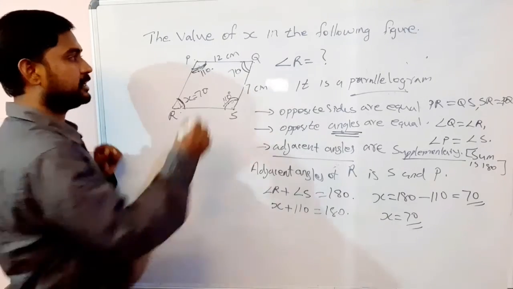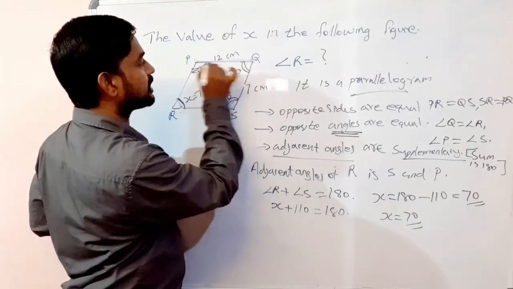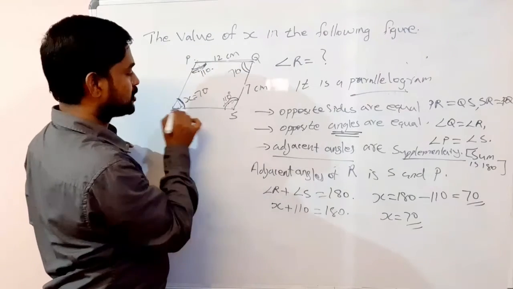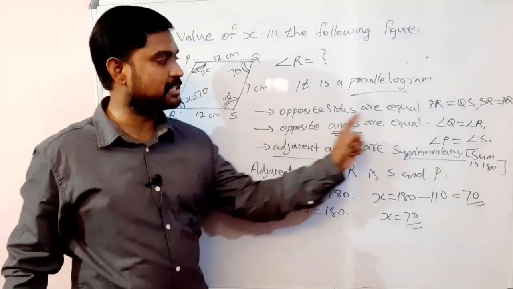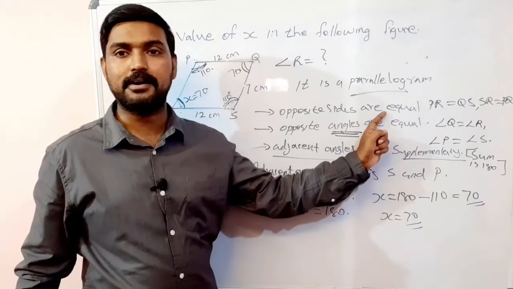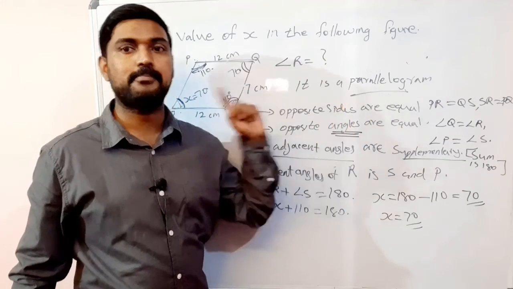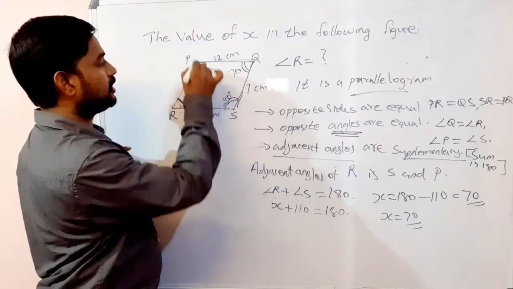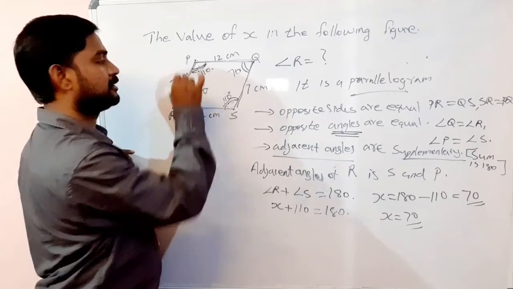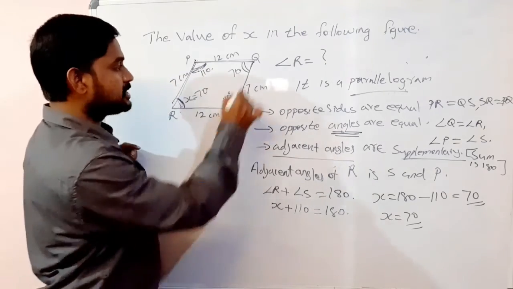So next question, here is 12 centimeter. This side is 12 centimeter. So its opposite side is also 12 centimeter, because we studied opposite sides of a parallelogram are equal. Opposite sides of a parallelogram are equal. So my dear students, here 7 centimeter. So what will be here? 7 centimeter. So we get all sides.